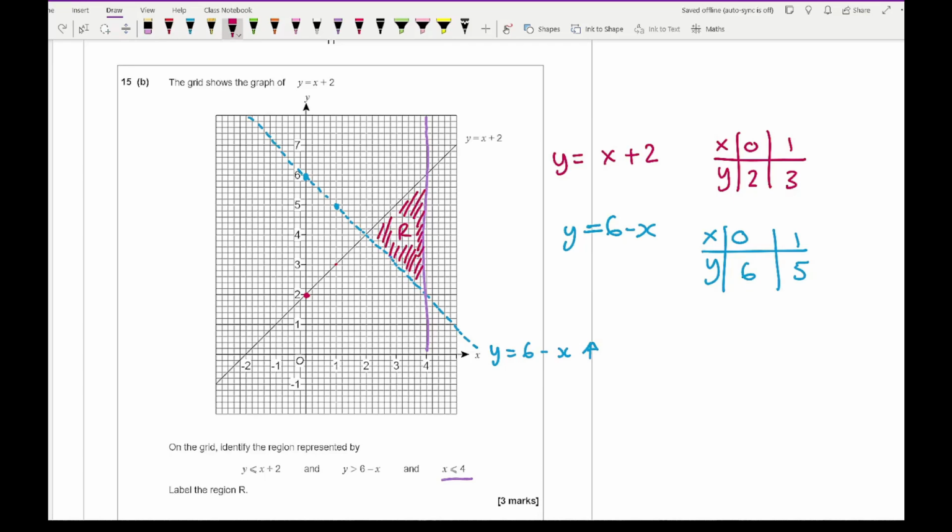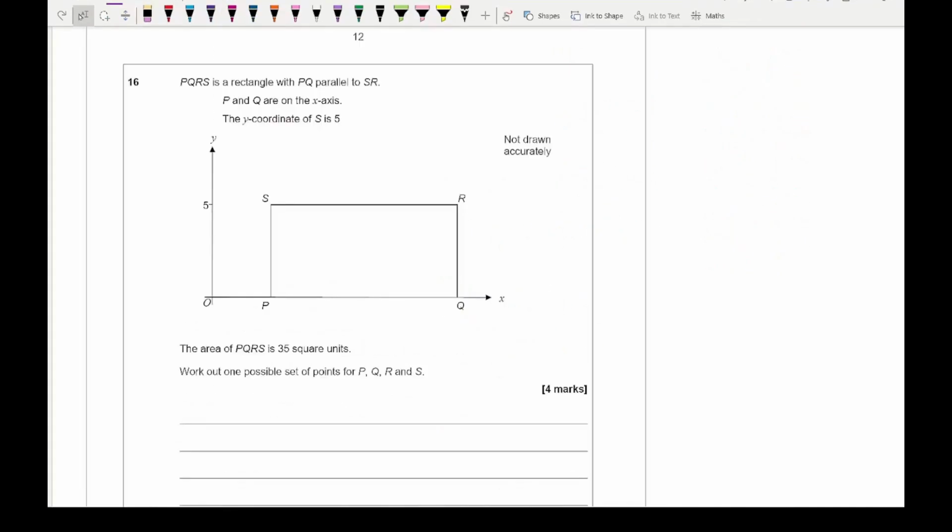Now moving on to question 16, it says PQRS is a rectangle with PQ parallel to SR. P and Q are on the x-axis and the y-ordinate of S is 5, and the area of PQRS is 35 square units. Work out one possible set of the points for P, Q, R and S. As it mentions possible solutions, there are going to be multiple answers. I'm not going to go through every single one because that's near impossible, but I'm going to show you how you can check your answer to make sure it is correct.